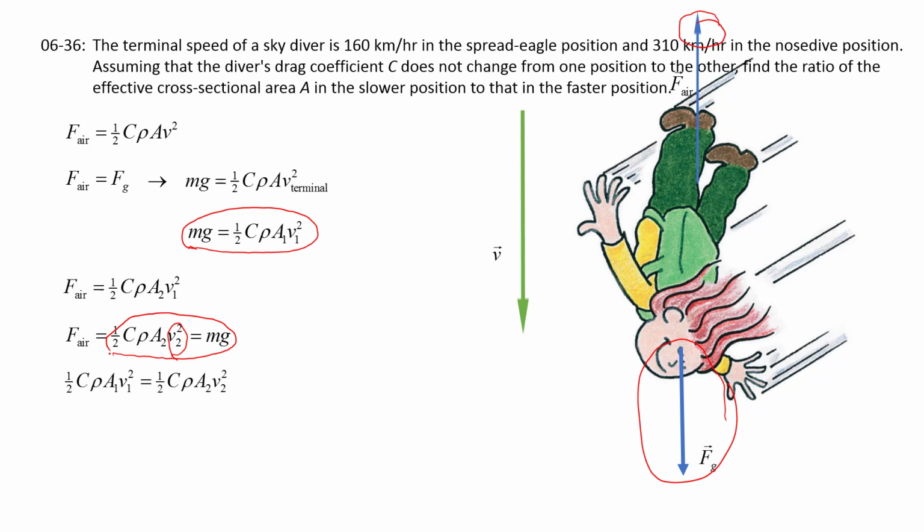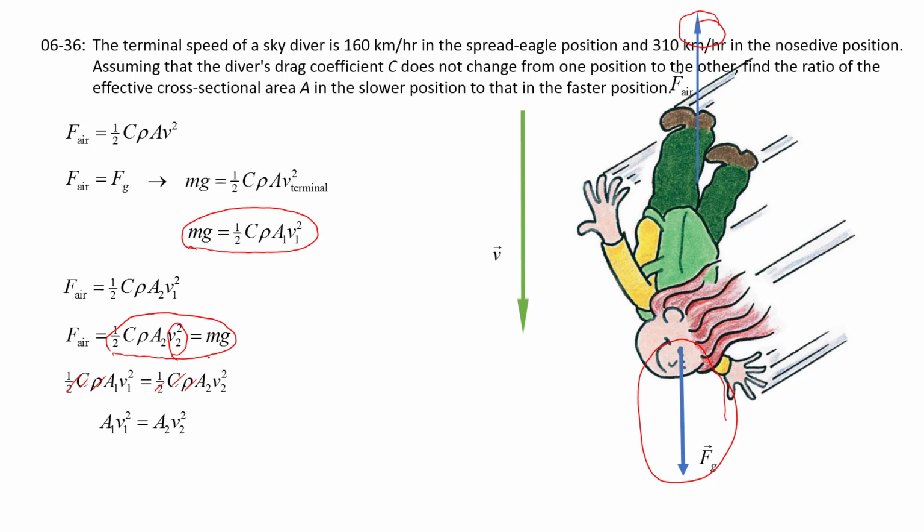So it's pretty straightforward then. You can just set those two things equal to each other since they're both equal to mg. We've got various constants here, but we can divide them all out. We can get rid of the 1/2 and the C and the rho because they show up in both equations. And so you can rewrite that as A1 v1 squared is equal to A2 v2 squared.